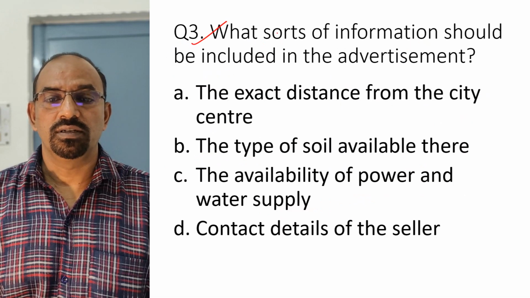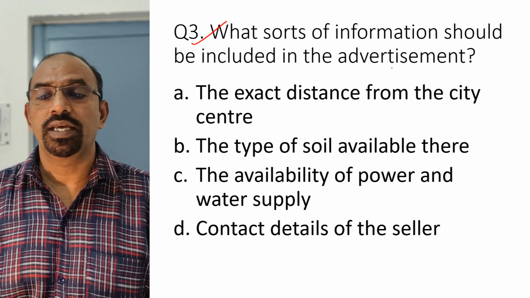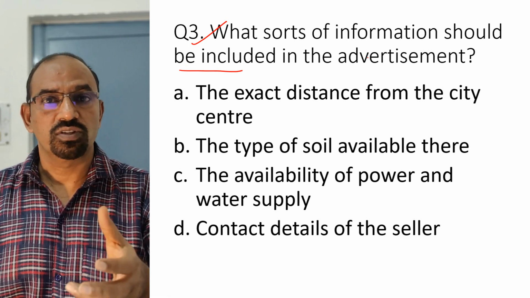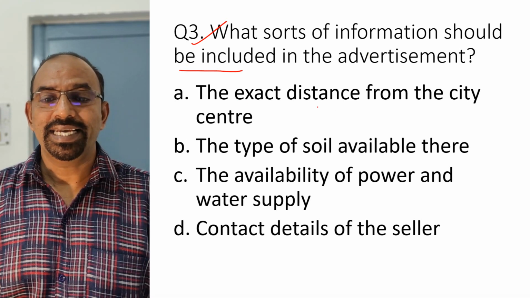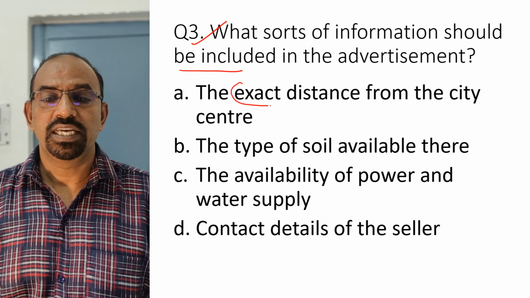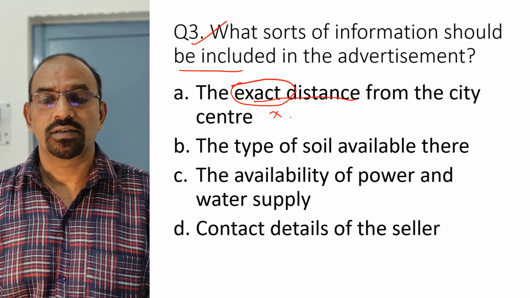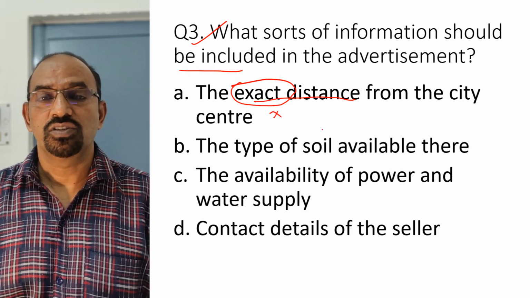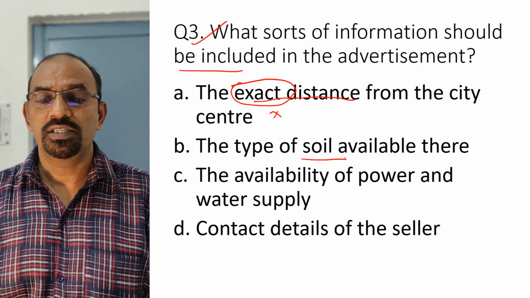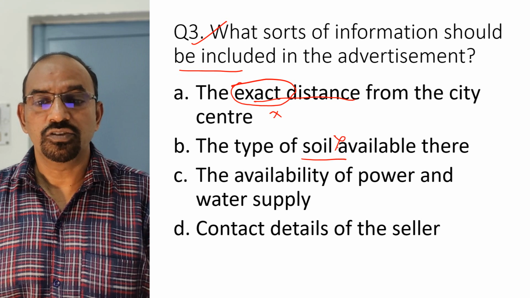Question number 3. What source of information should be included in the advertisement? Which information can we include for this advertisement? The exact distance from the city center. Can you give the exact distance? It is not essential. Type of soil available there. What is the need of telling about the type of soil in Delhi city?